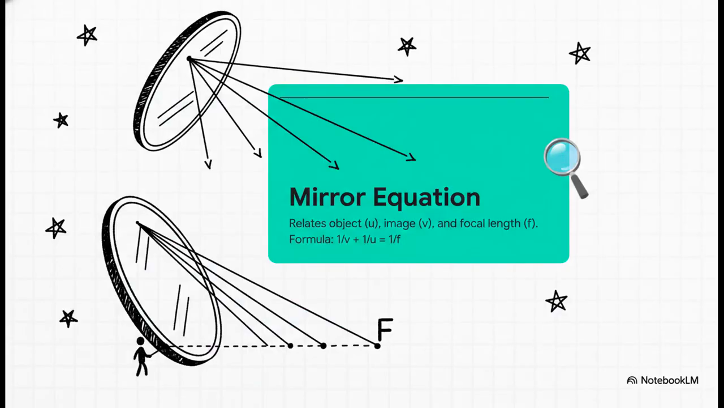Let's kick things off with mirrors. This beautiful little equation connects three key distances. You've got u, which is just the distance of your object from the mirror. You've got v, the distance of the image from the mirror. And you've got f, the focal length, that special point where parallel rays of light all meet up after reflecting. And for any spherical mirror, the focal length is simply half its radius of curvature.